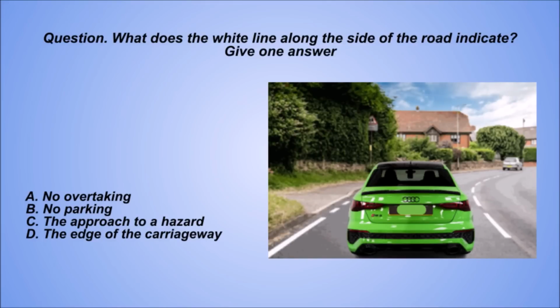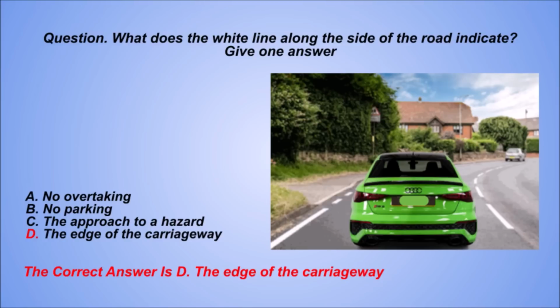Question: what does the white line along the side of the road indicate? Give one answer. A. No overtaking. B. No parking. C. The approach to a hazard. D. The edge of the carriageway. The correct answer is D. The edge of the carriageway.